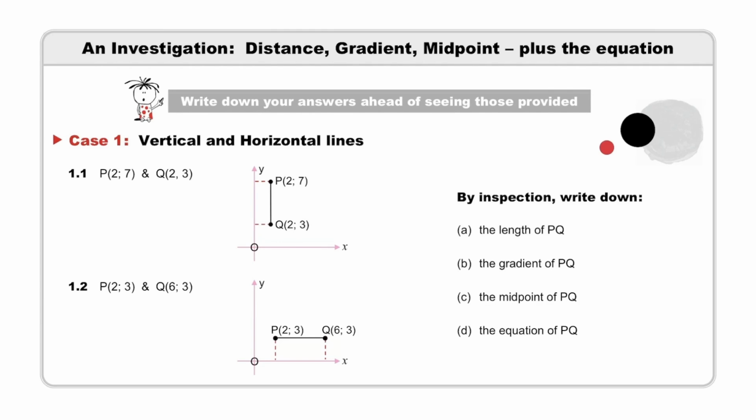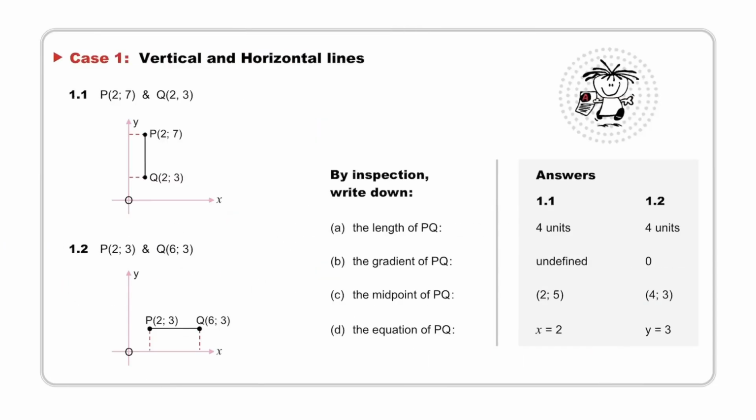In each case, by inspection, write down the length of PQ, the gradient of PQ, the midpoint of PQ, and the equation of PQ. Pause while you do so. Pause to mark your answers. The major question here is, did you use or need any formulae? Rather, observe the sketch, apply your own thinking, and just write down the answers.